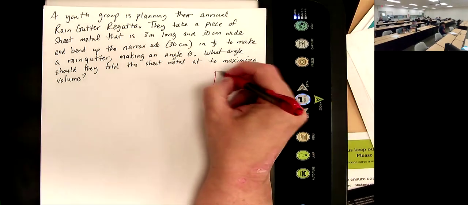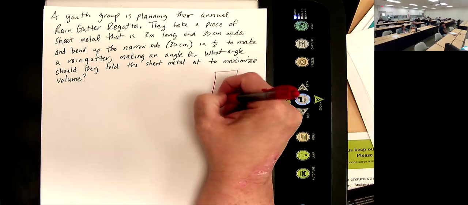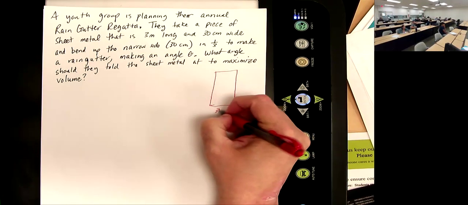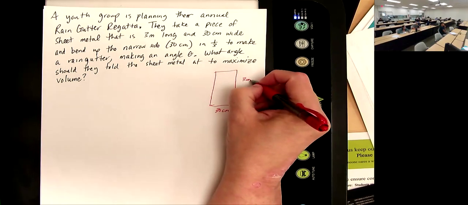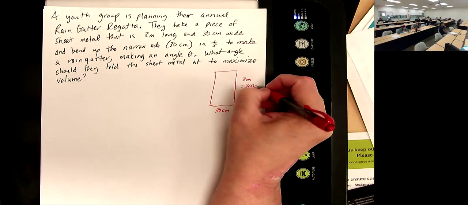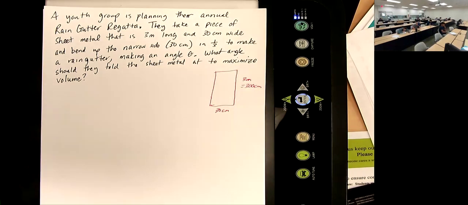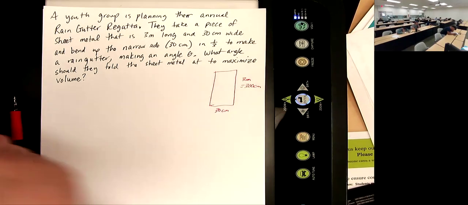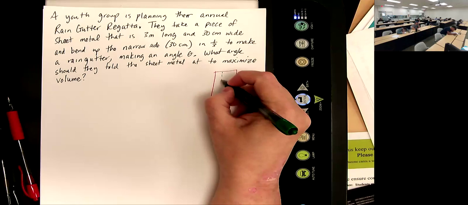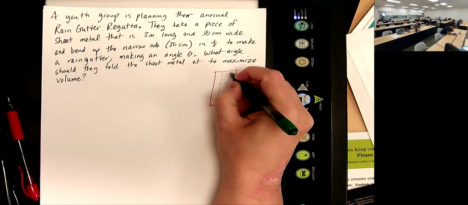So let's see, 3 meters is a lot longer than 30 centimeters. 3 meters is 300 centimeters. Maybe we should get everything in the same units. And what they're going to do is then they take this and fold it in thirds.